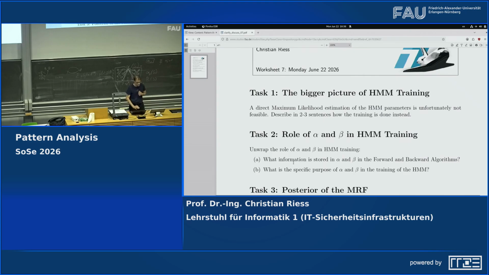Shall we talk about Markov random fields, or shall we talk a little bit more about hidden Markov models? Both is fine by me. Just have to tell me which direction we want to go.